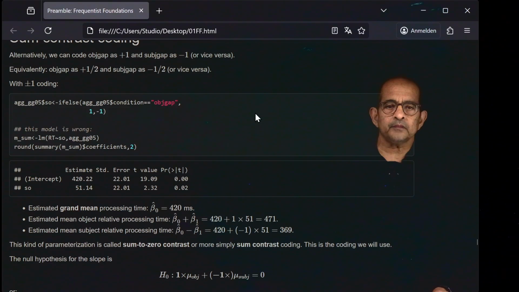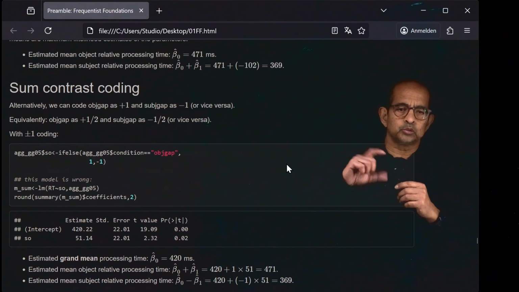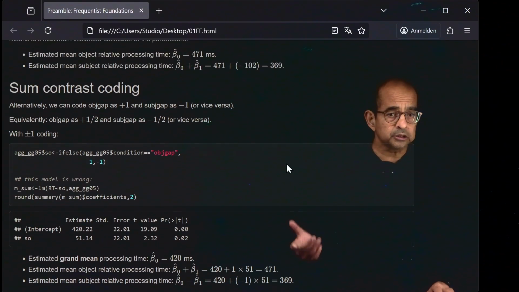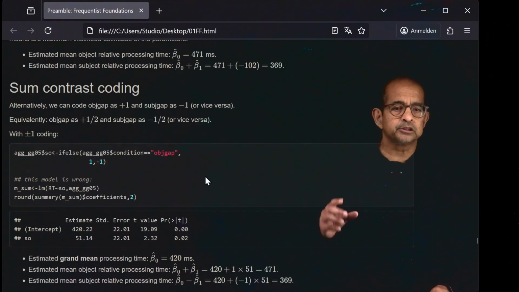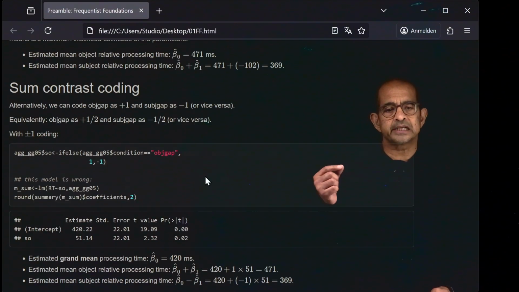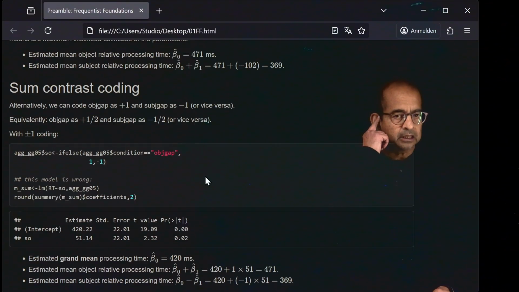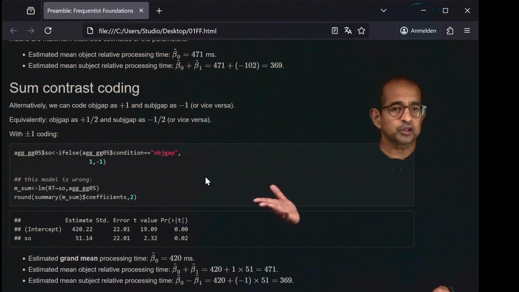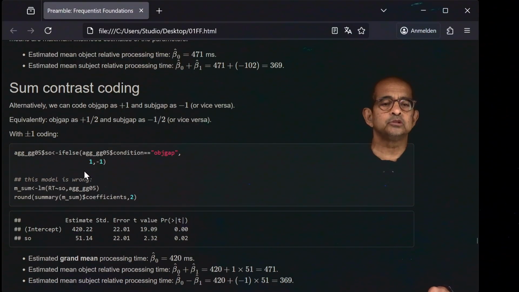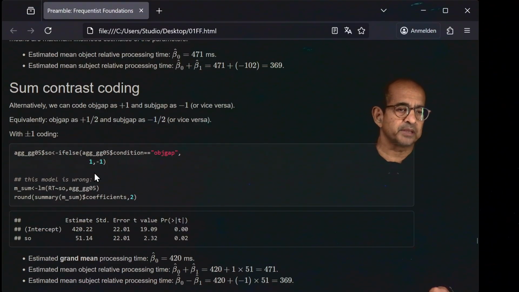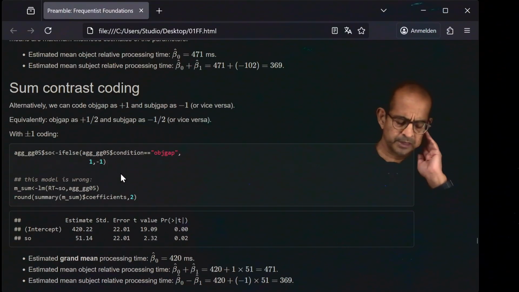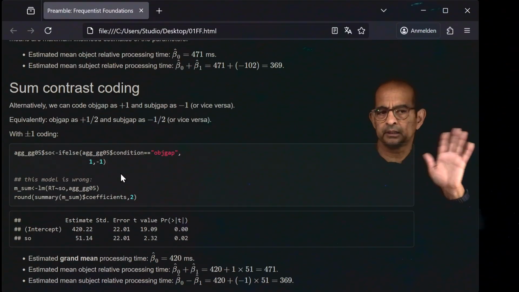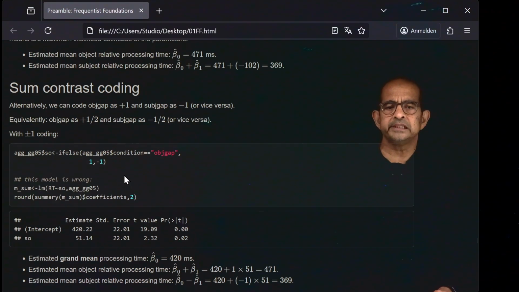So in sum coding, the two levels are coded +1, -1, or you could code them as +half, -half, right? That's just a scaling that one can do that would affect the slope parameter, as you will see in a moment. But the meaning of the contrast coding remains unchanged, whether you say +1, -1 or +half, -half. Both are sum contrast codings, right? I will say much more about all that later on when we get to contrast coding, but right now this is all we need to know.